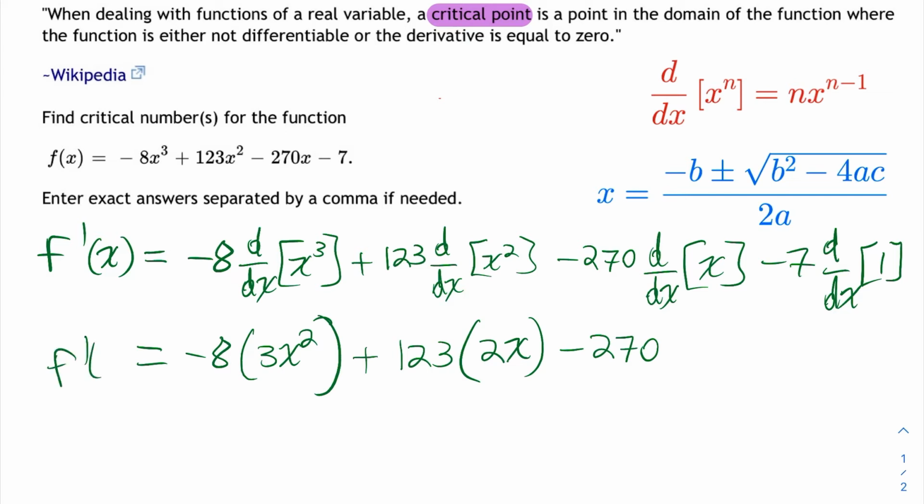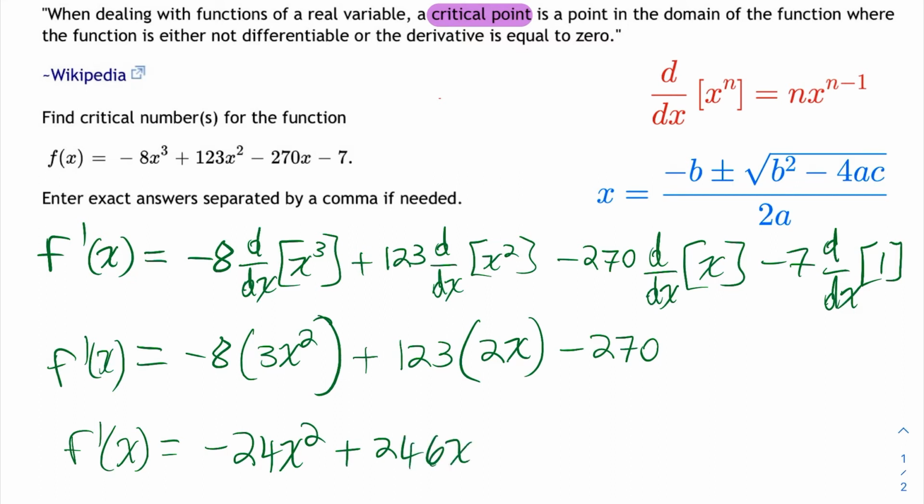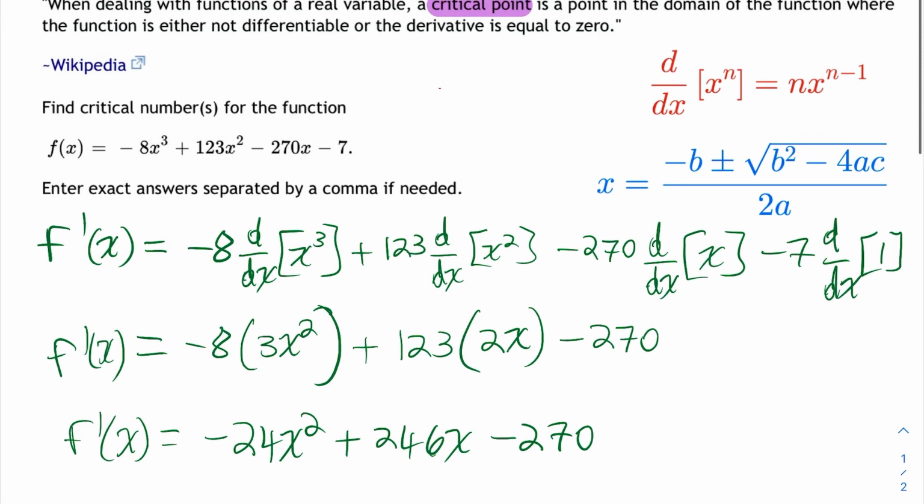So f prime of x, the derivative that I'm looking for, is going to be negative 24x squared plus 246x minus 270. And to find a critical point, we need to know where this either doesn't exist, but it's a polynomial, so the domain is all real numbers. So the derivative exists everywhere.